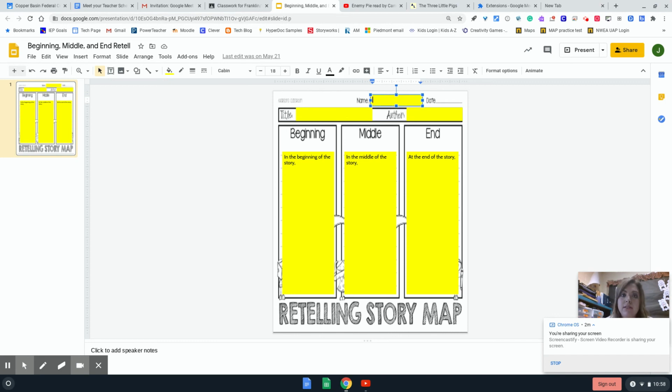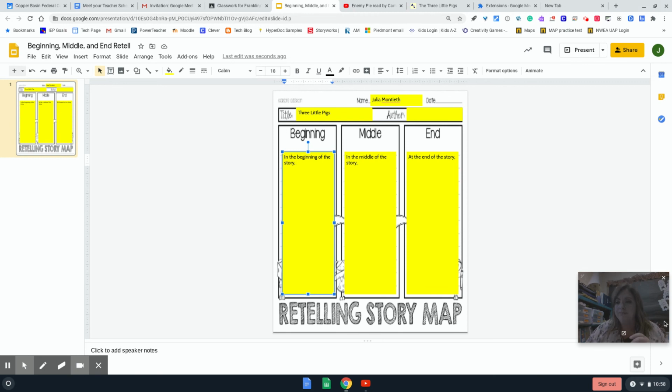So when you pull this sheet up, you are going to have to take your mouse and you're going to have to double click inside of these things to be able to type. So I'm going to put my name, Julia Monteith. I'm going to put the title. You'll put Enemy Pie. I'm going to put Three Little Pigs. And you don't have to put the author if you don't want to, but if you want to look at the author and put that on there, you can. Okay. So what happened at the beginning of Three Little Pigs?